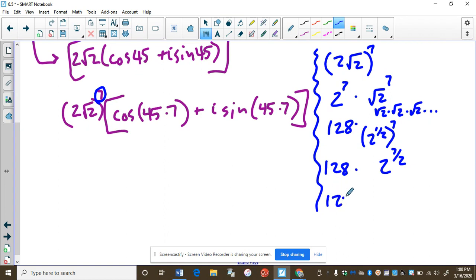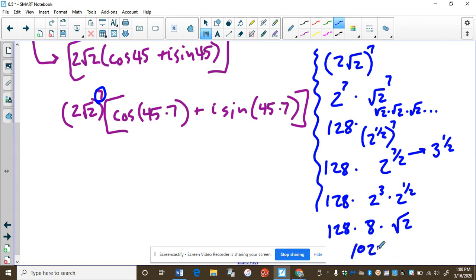Now, 7 over 2, and I realize this may be getting a little too technical, is really 3.5. So this is 2 to the 3rd power times 2 to the 1/2 power, because 3.5, I could add 1/2 to 3 to make up this number. So we really get 128 times 8 times radical 2. And then when we do this, we get 1024 radical 2 from that.